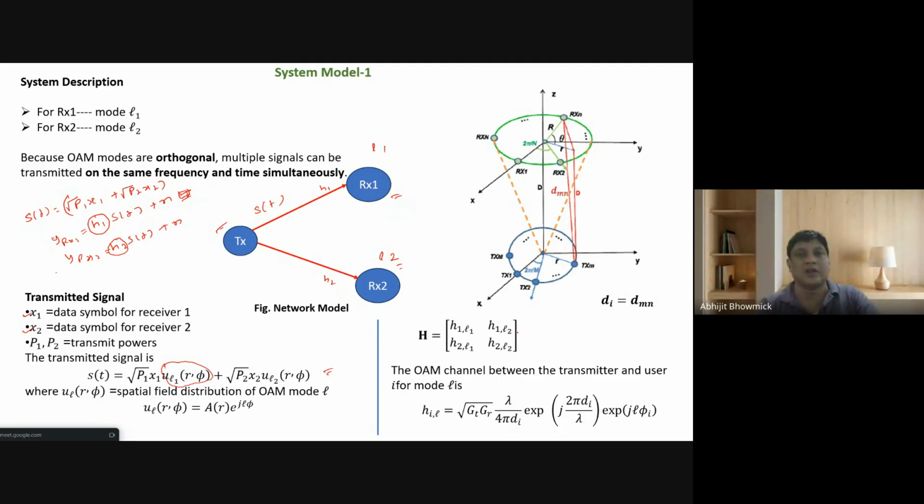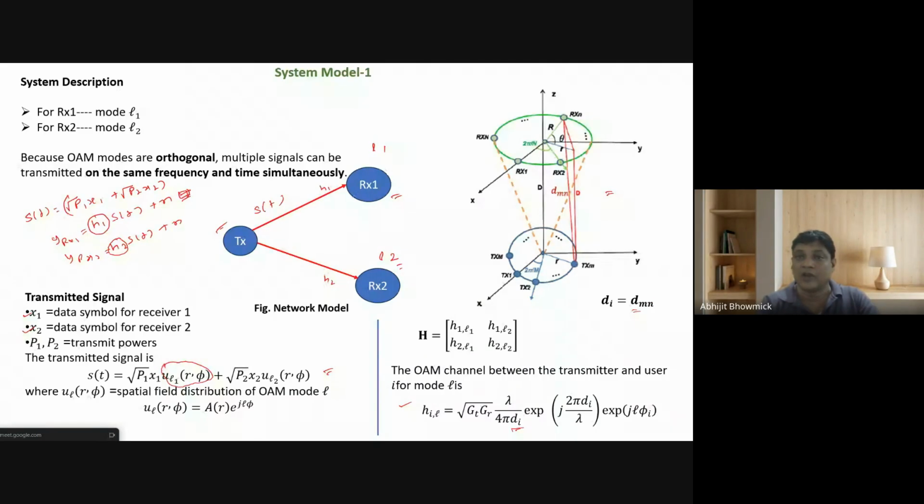But over here, since we are transmitting a wave signal, the channels are wave channels. That's why the description is a little different from the conventional one. There is the transmitter and receiver gain GT, because I have to consider that link. Lambda is the wavelength of the signal. This DI is basically DMN in this figure.